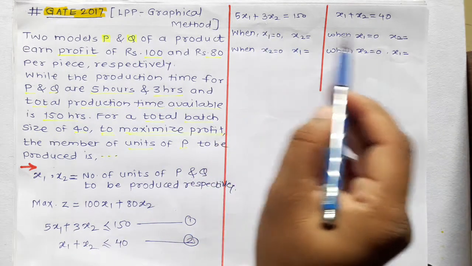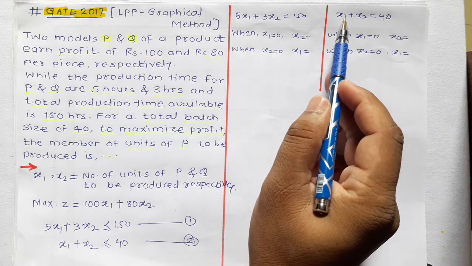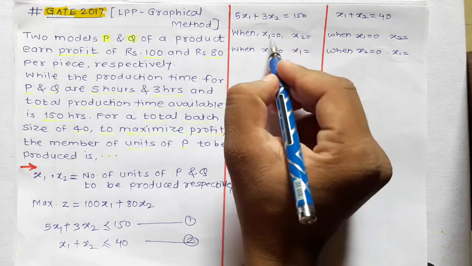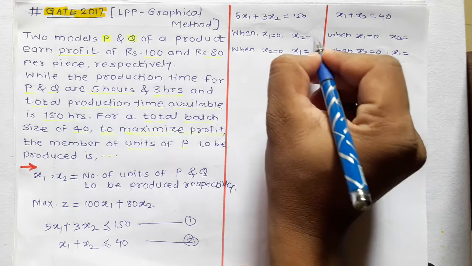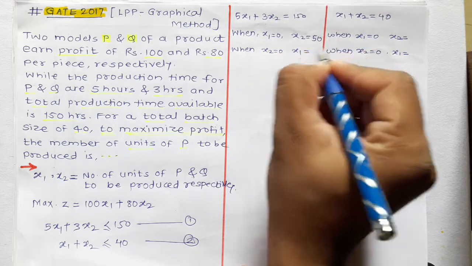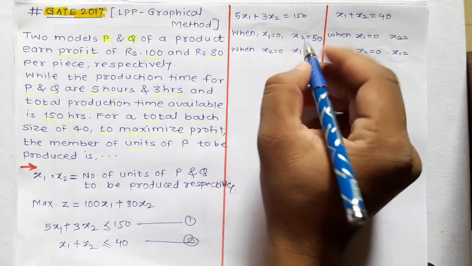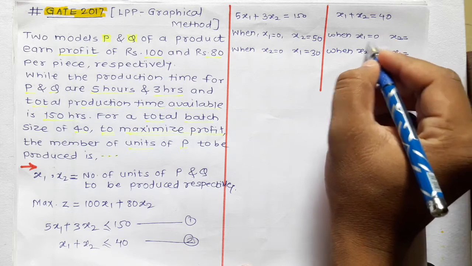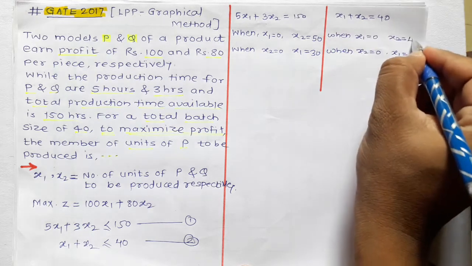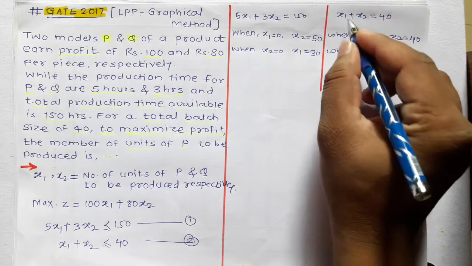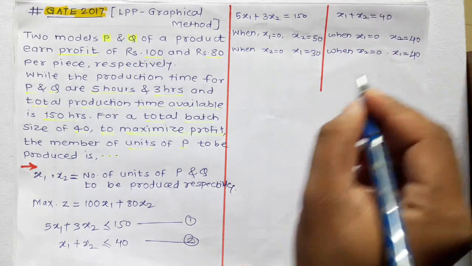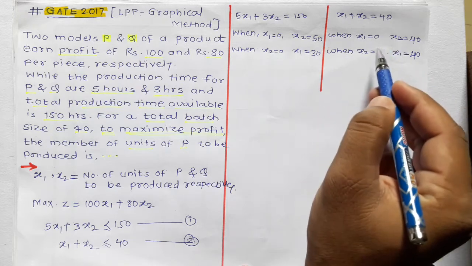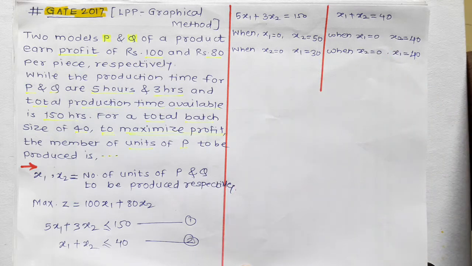To express these two equations in the form of lines in the graphical method, we have to find the coordinates of the lines. For the first equation, when x1 is equal to 0, x2 is equal to 50. When x2 is equal to 0, x1 is equal to 30. Similarly, for the second equation, when x1 is equal to 0, x2 is equal to 40. And when x2 is equal to 0, x1 is equal to 40. So these are the coordinates of line number 1 and line number 2. And now with these coordinates we have to draw the lines on the graph.